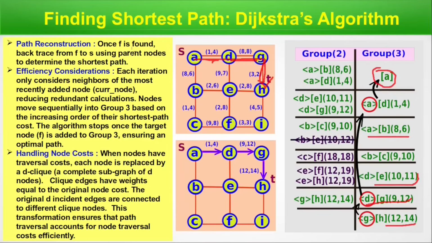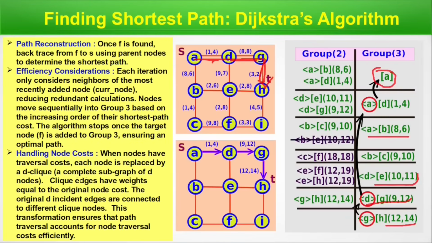Path reconstruction: once F is found, backtrace from F to S using the parent nodes to determine the shortest path. Efficiency consideration: each iteration only considers neighbors of the most recently added node, the current node, reducing redundant calculation. Nodes move sequentially into group 3 based on the increasing order of their shortest path. The algorithm stops when the target node is added to group 3, ensuring an optimal path.